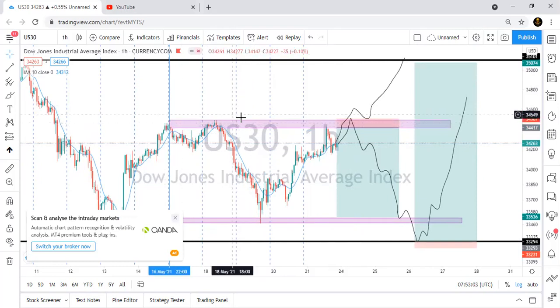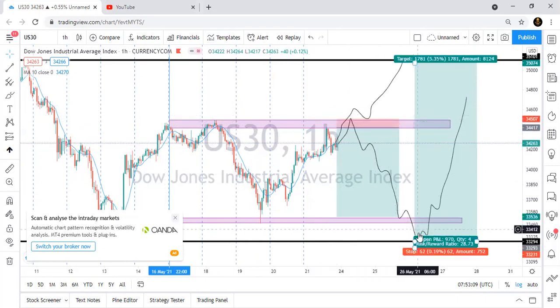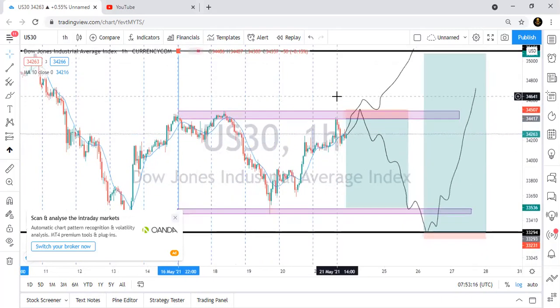I might say 1, 2, 3 might come there just to create liquidity and then bounce down, and then maybe by Tuesday, Wednesday, it might come up again. That's what I see on US 30.